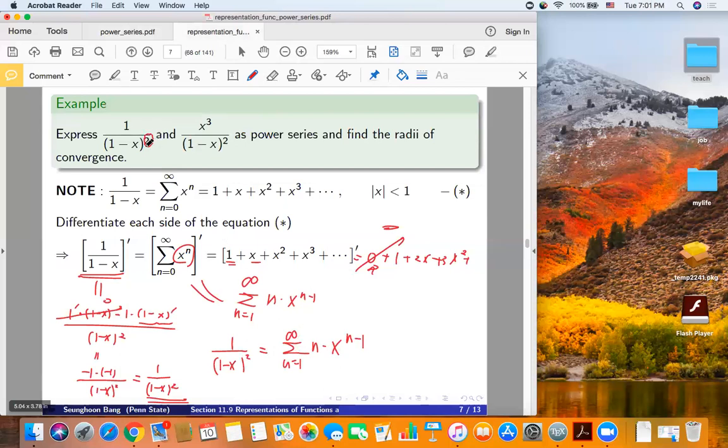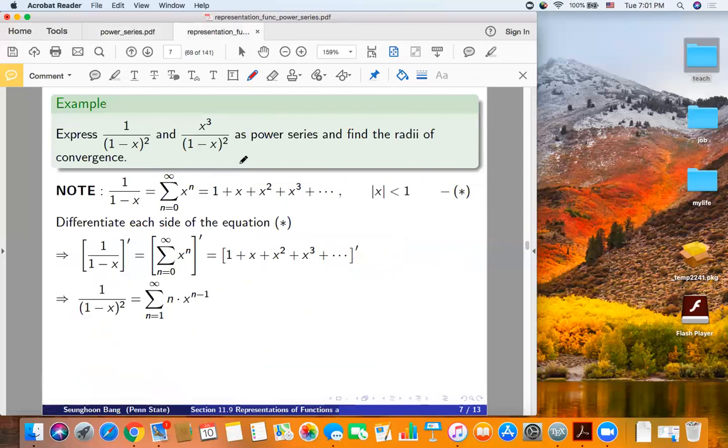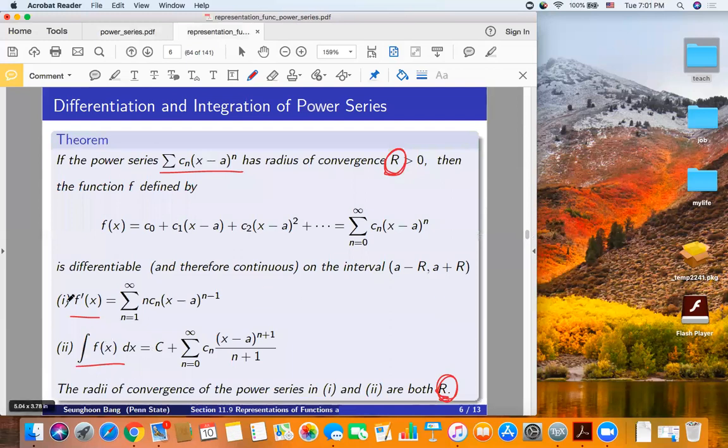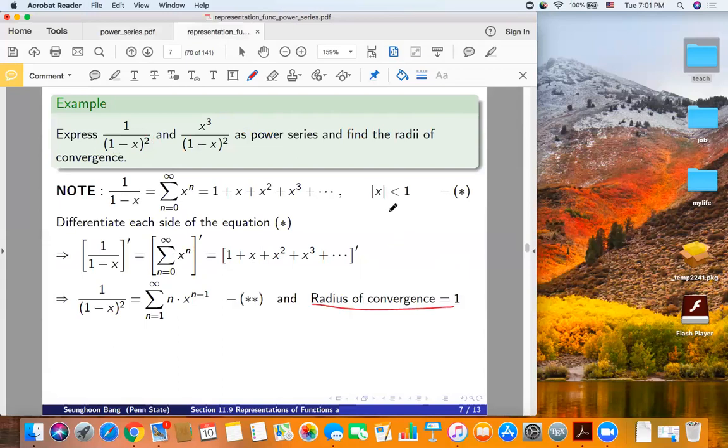For this power series, the radius of convergence is 1. Do you remember the previous one? Was the radius of convergence of the derivative the same as the original radius of convergence? Here, the original one has radius of convergence 1, and the derivative doesn't change, it's 1. So you don't need to find the radius of convergence using the ratio test. Don't waste your time. It's exactly the same as the original one.